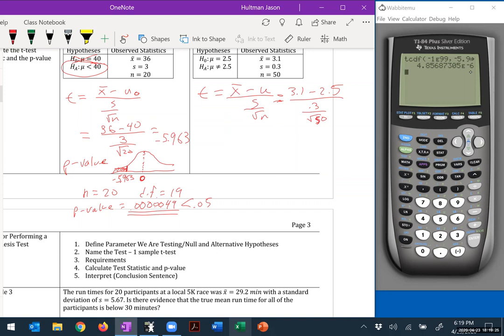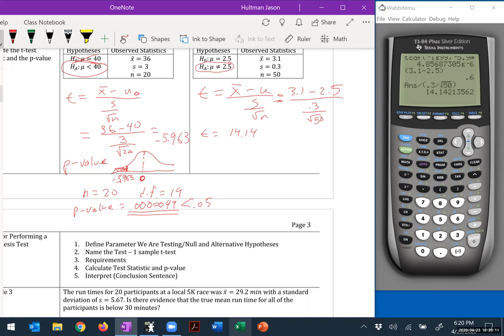Okay. So again, I'm going to plug this into my calculator. 3.1 minus 2.5, divided by parentheses 0.3 divided by the square root of 50. Okay, and I get this to be about t is equal to 14.14. That's really big.